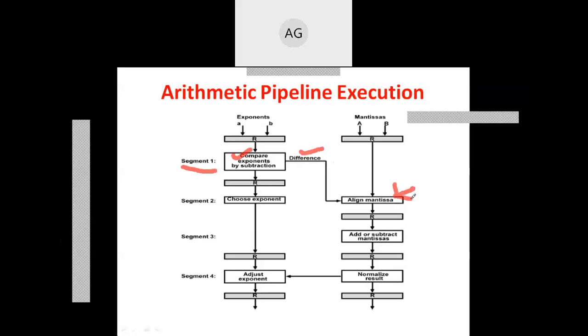This is step 2. After that, we need to add or subtract the mantissa as per our requirement in step 3. In step 4, all these results are saved in the register, and finally we need to normalize the result in step 4 and adjust the exponent, and finally our result is saved in the register. So this is the flow chart for the execution of the arithmetic pipeline.